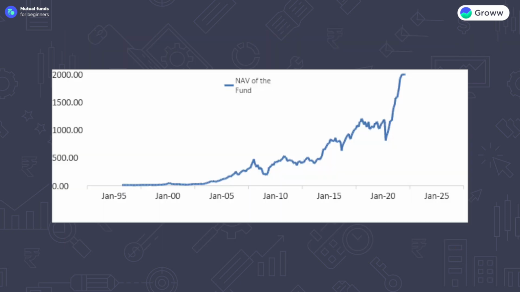So now we're going to take a real life example to show you the wealth creation journey that is possible through SIPs. The example that we've taken is that of Nippon India Growth Fund. This is a mid-cap fund which was launched in India in October 1995, and this fund has seen a phenomenal journey. The NAV of this fund as of 1st of Feb 2022 was 2,073 rupees.